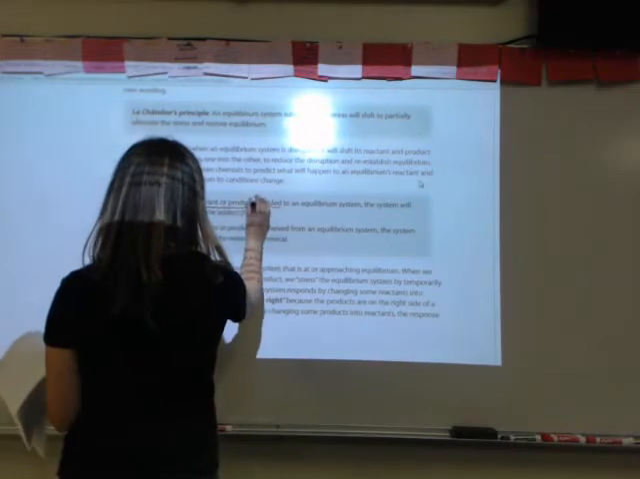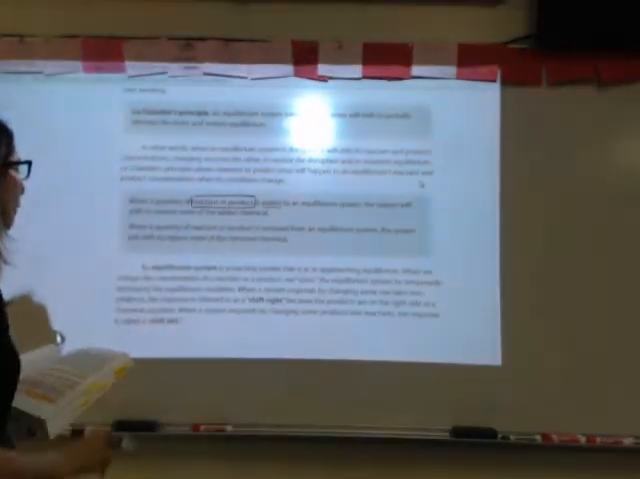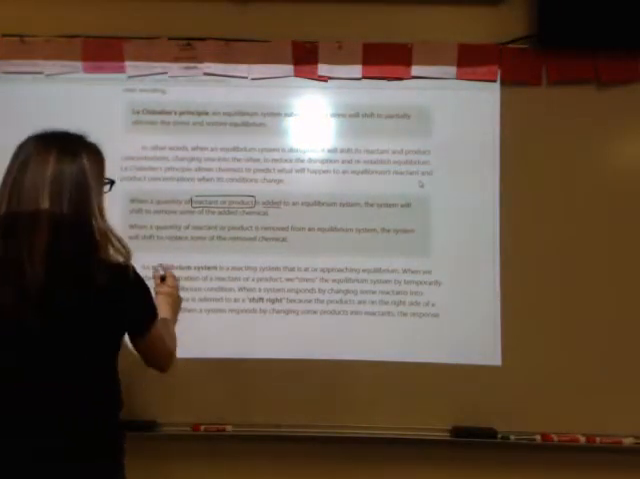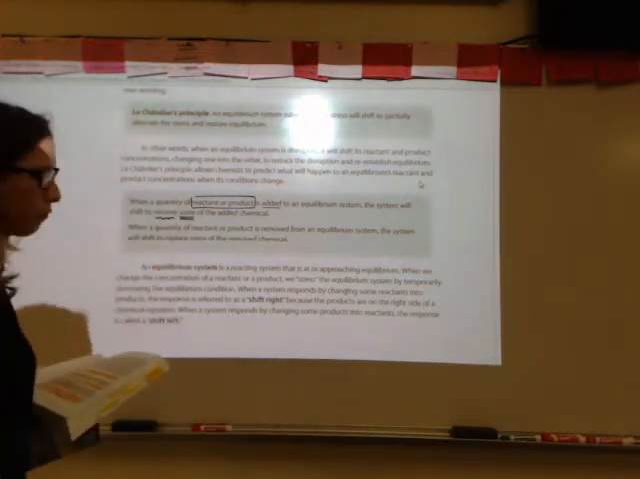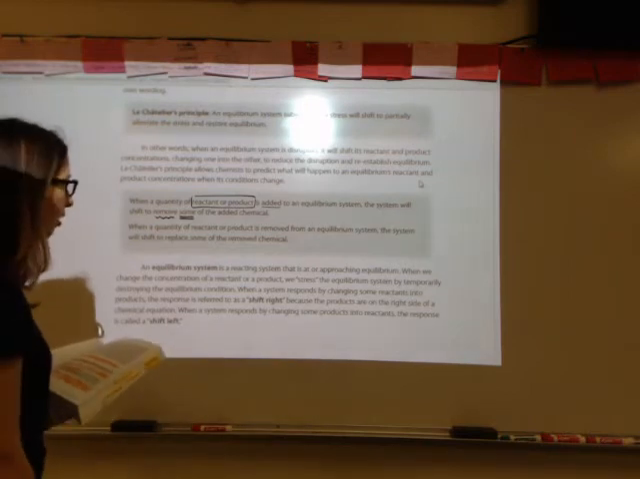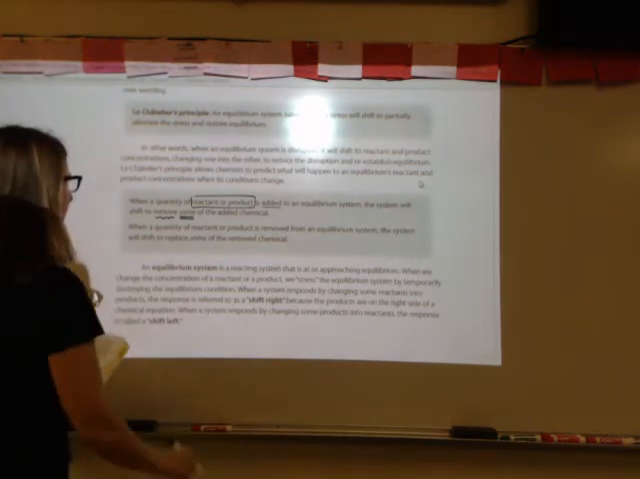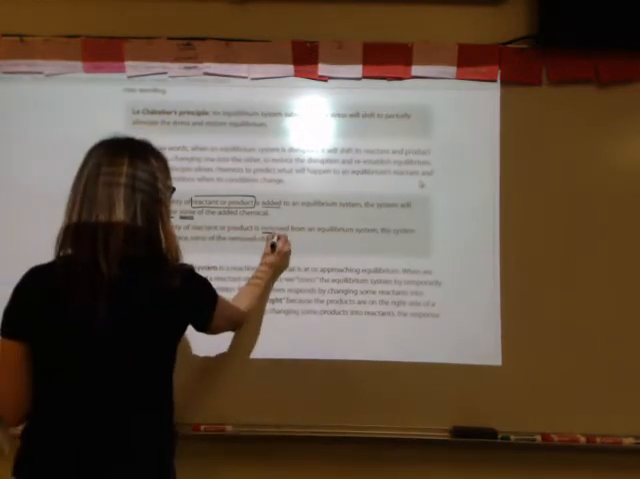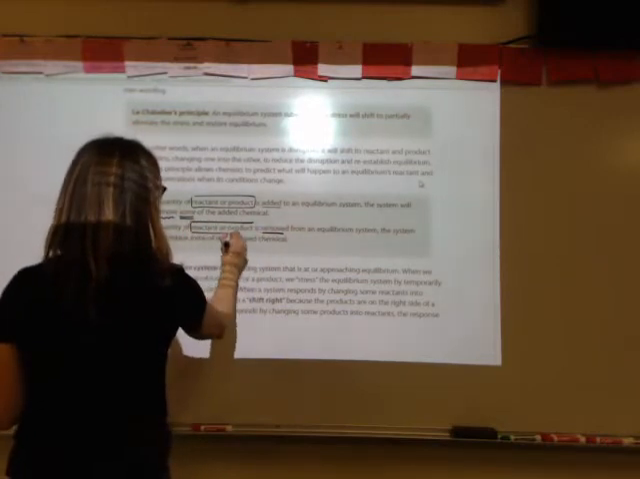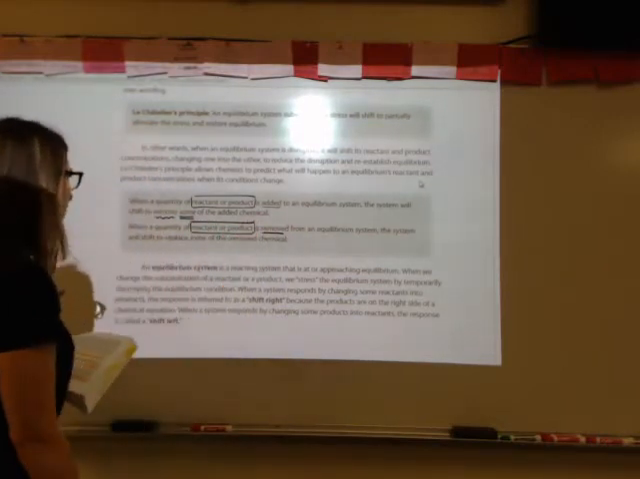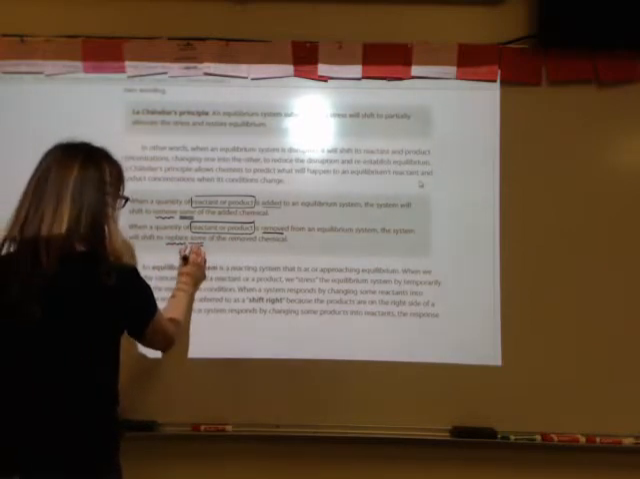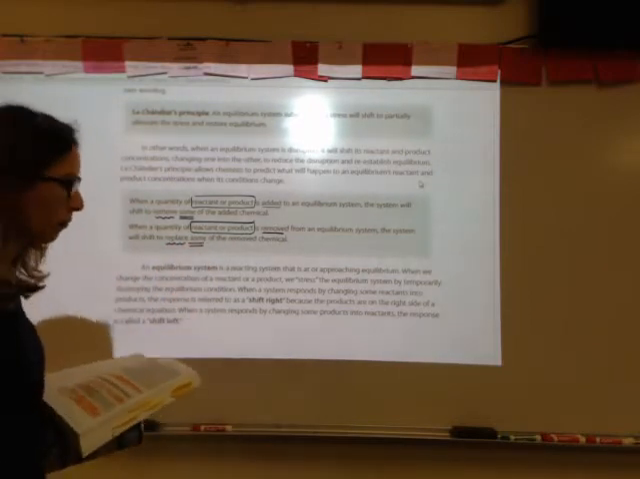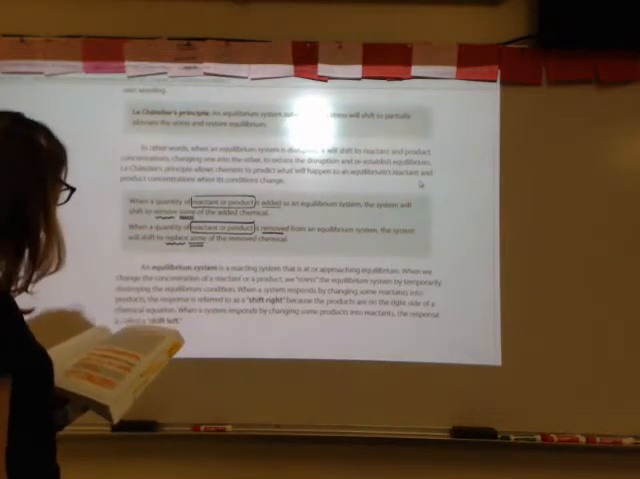reactant or product to an equilibrium system, we're going to shift to remove some of the added chemical, emphasis on some. And if we remove some reactant or product at equilibrium, then we will shift to replace some, emphasis on some, of the removed chemical.